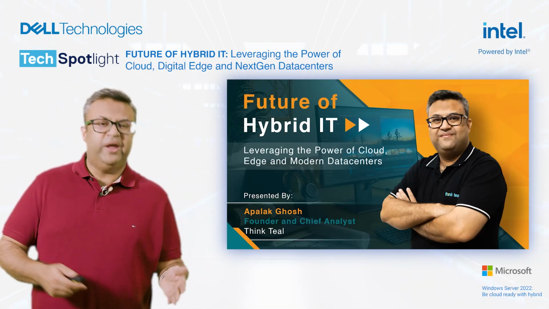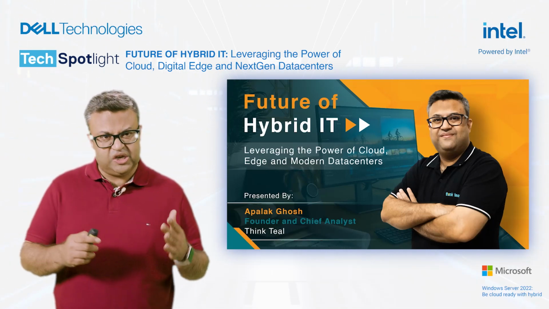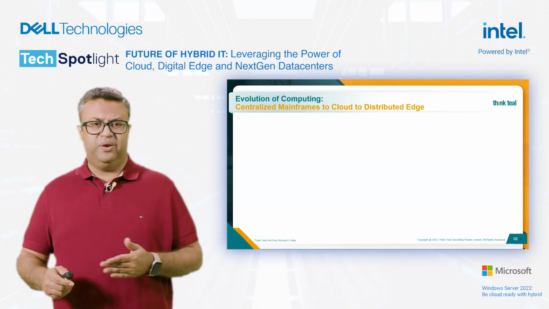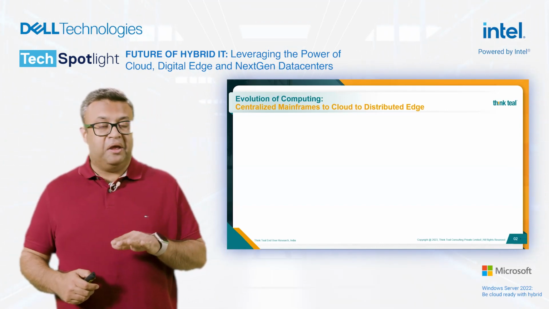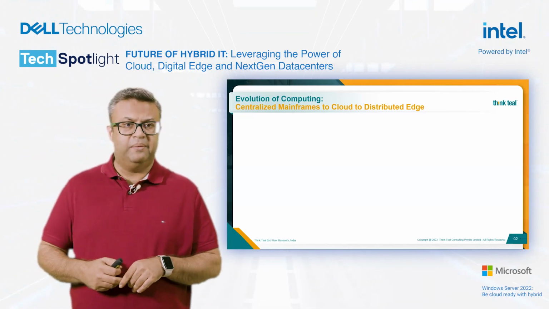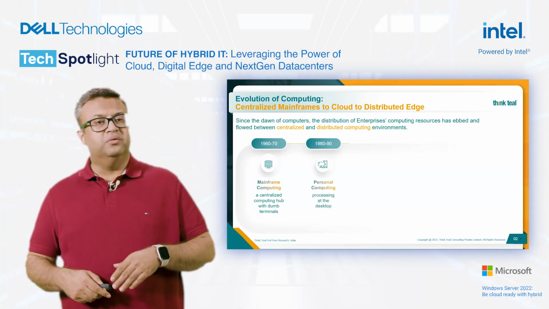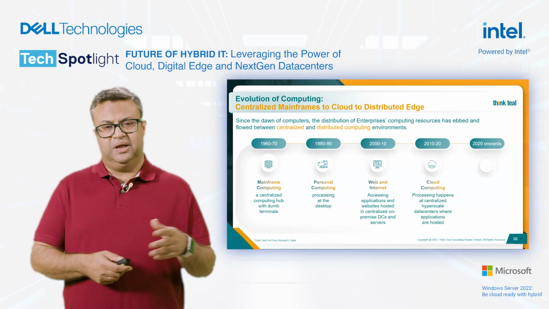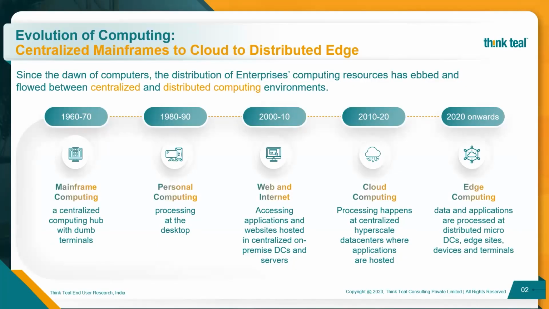So before I get into that, I think a small walk down memory lane in terms of how we've seen the evolution of computing. Remember, there was a time when we used to have mainframes. When I say remember, I wasn't even born during that time. I'm talking about the early 60s to 70s when we had the mainframes. So it was a centralized computing hub, and it was typically a hub and spoke model with dumb terminals, right? That was where the entire story started, right?